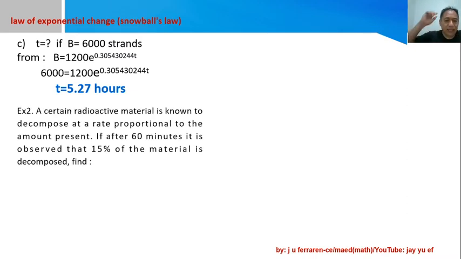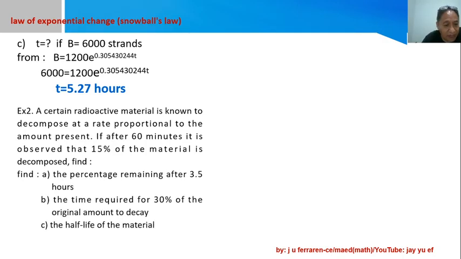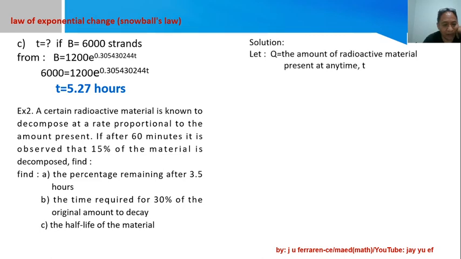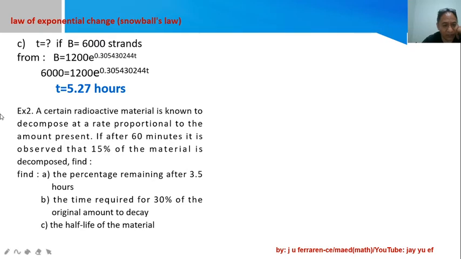A certain radioactive material is known to decompose at a rate proportional to the amount present. After 60 minutes, it is observed that 15% of the material is decomposed. So if 15% is lost, it means there is 85% of the initial that is left. Now find the percentage remaining after 3.5 hours. Our unit of time is expressed in minutes in one and in hours in the other, so have them expressed in a uniform unit, either minutes or hours.